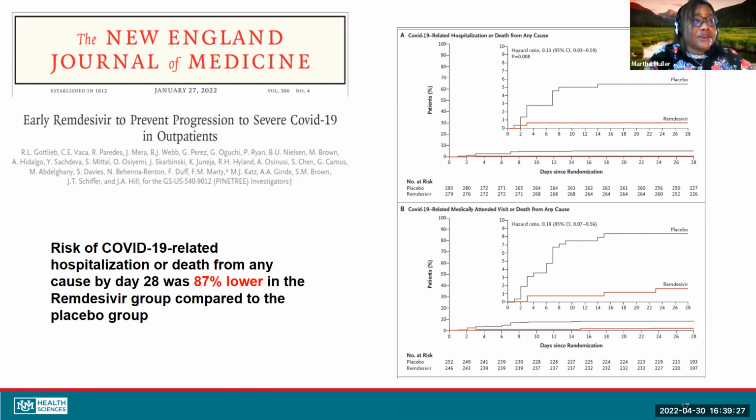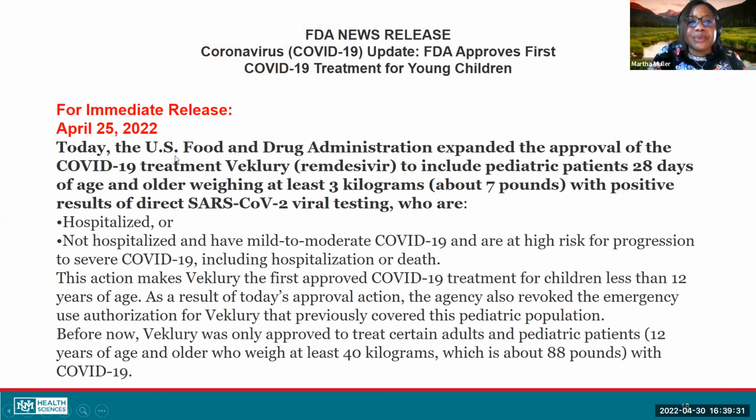And even better for those of us who care for children, here in the last week, remdesivir has been approved by the FDA to treat pediatric patients who are 28 days of age and older. And this is fantastic for us because we hadn't had that full approval before in this population. And this is for hospitalized or non-hospitalized kiddos with mild to moderate disease who are at a high risk for progression to severe disease.